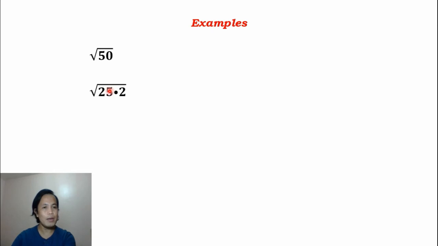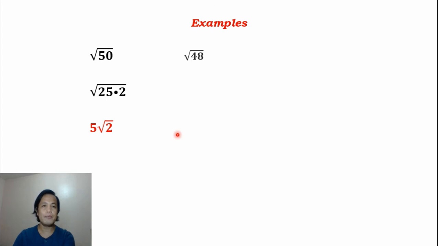Now, since 25 is a perfect square, we can get the square root of 25, which is 5. And we place 5 outside the radical symbol, so our final answer becomes 5 times the square root of 2. The 2 shall remain in the radicand since it is not a perfect square, and we can no longer simplify 2. Therefore, our simplified form for square root of 50 is 5 times the square root of 2.